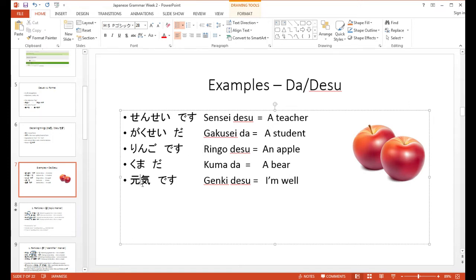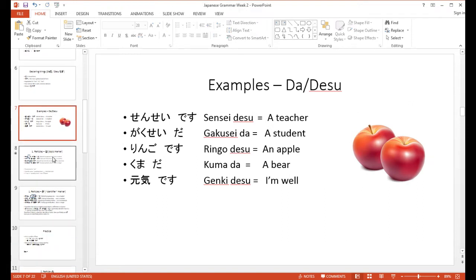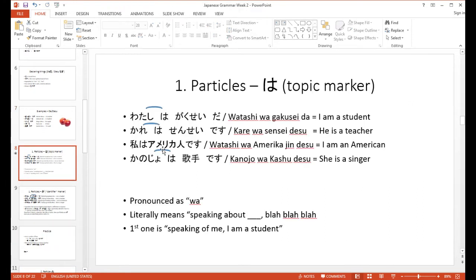So genki desu is an adjective, so you also use it for adjectives. You could say genki da. It just means the same exact thing except different levels of politeness, alright? Da being the casual one, desu being the more formal one. Alright, let's move on to particles.